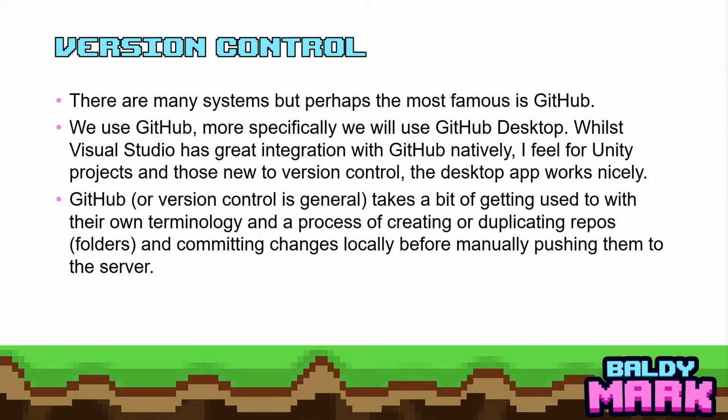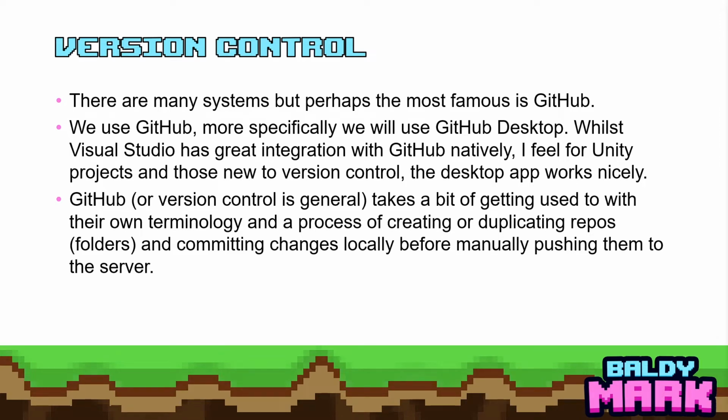So version control, there are many version control systems, and the most famous is arguably GitHub, owned by Microsoft. We use GitHub, or more specifically GitHub Desktop. Visual Studio, incidentally, has some great integration with GitHub natively built into it, without having to use the desktop app. And if I'm doing Visual Studio based projects, I actually prefer to use that. However, for Unity projects, and for those new to version control, I do think the GitHub Desktop app works very nicely. It doesn't have the full control that you would have doing things command line, but again, if you're starting out, it's a good place to start.